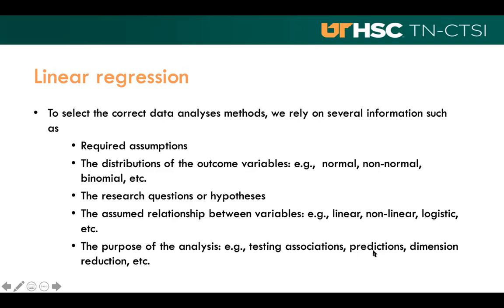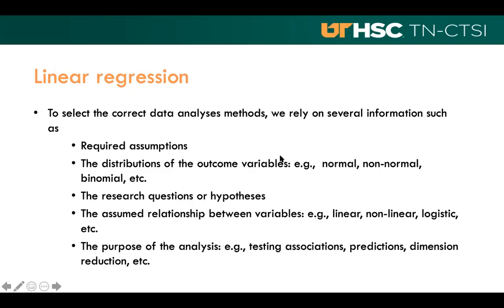Are we interested in prediction, or predicting what would be the blood pressure of a given patient if the height of the patient is this much? So that is prediction. And testing association is examining whether there is a relationship between two or more variables. And dimension reduction is another data analysis aim or goal.